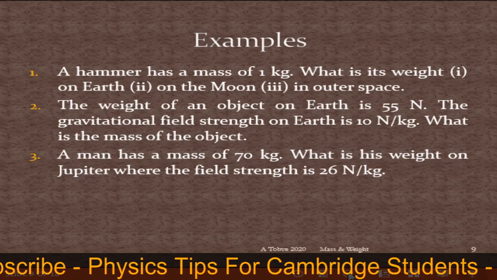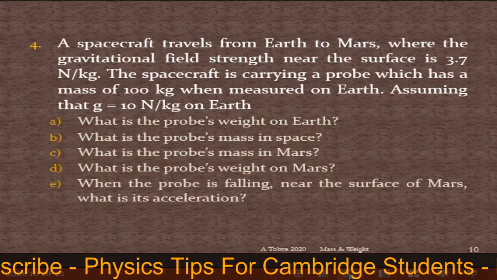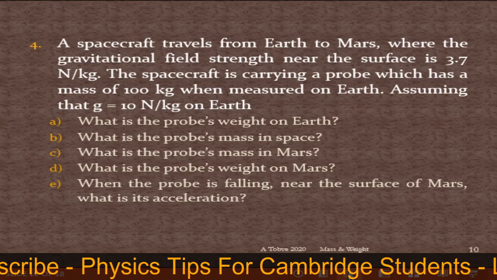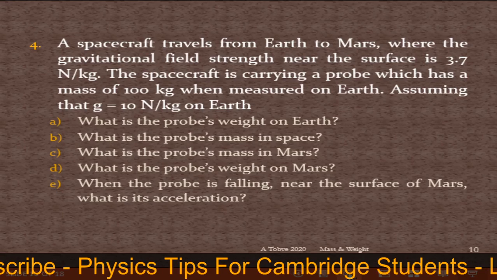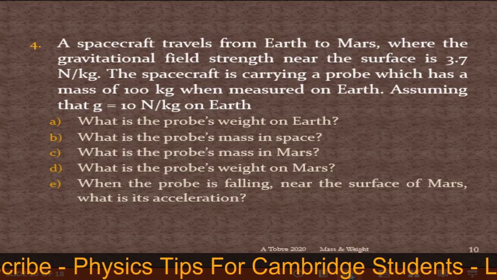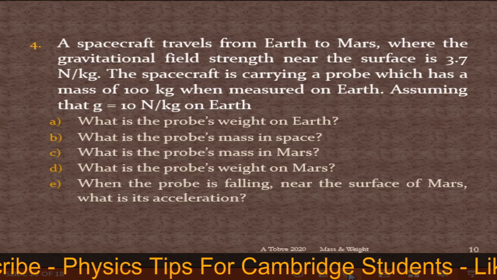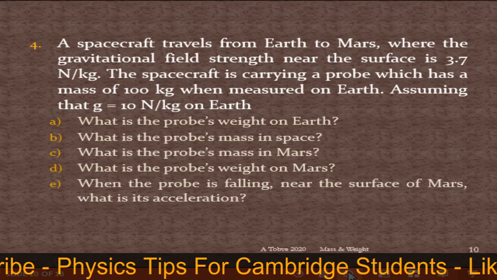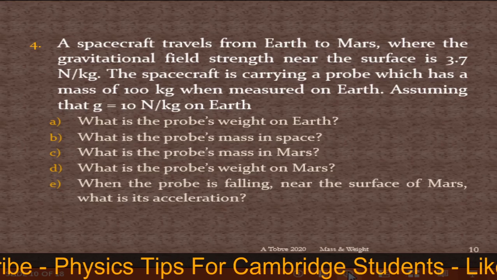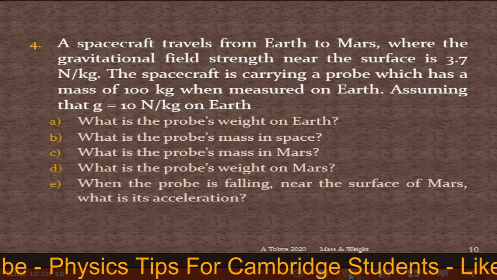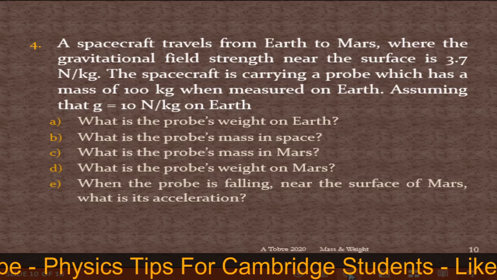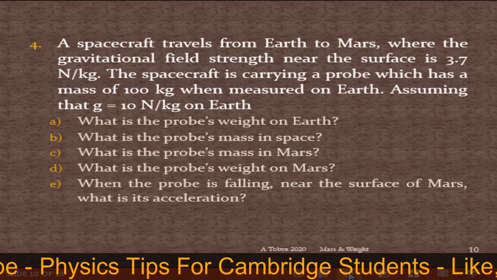Moving on. Number 4, a spacecraft travels from Earth to Mars, where the gravitational field strength near the surface is 3.7 newtons per kg. The spacecraft is carrying a probe which has a mass of 100 kgs when measured on Earth. Assuming that g is 10 newtons per kg on Earth, what is the probe's weight on Earth? Now, g on Earth is 10 newtons per kg, and the mass is 100 kg, so it will be 1,000 newtons for the weight.